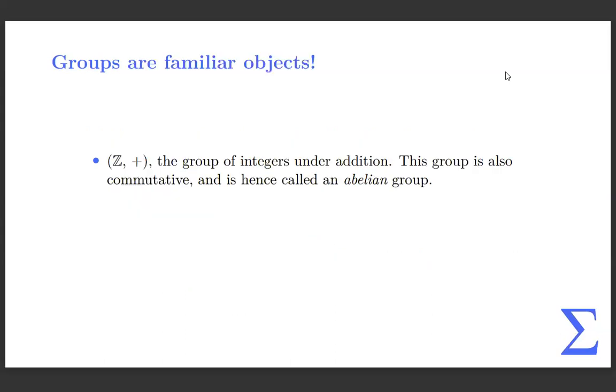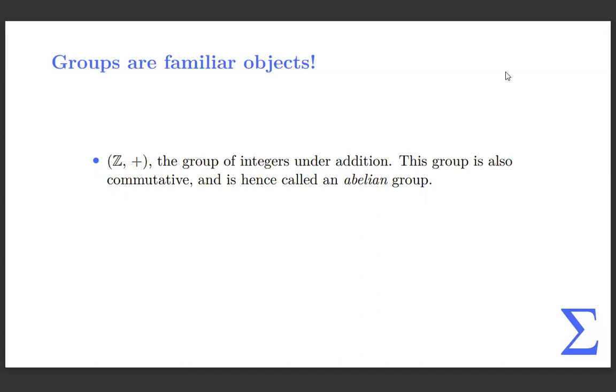So here's an example, the group of integers under addition. It's also commutative. Groups are not necessarily commutative. This one is, so we call it an abelian group. So why is this a group? Well, take two integers, like 4 and 5, add them, you get 9, which is another integer, that's closure. Addition is associative, so we know this is. What's the identity for this group? Anyone? 0. You add 0 to anything, you get that same thing back.